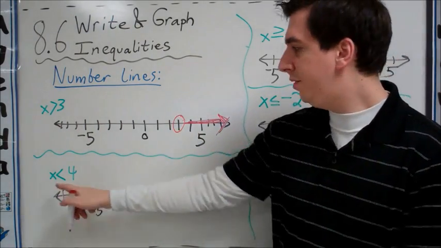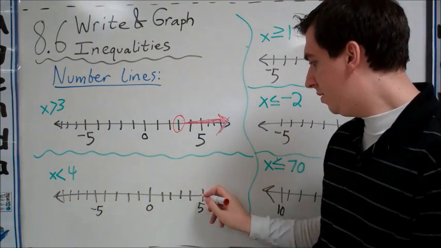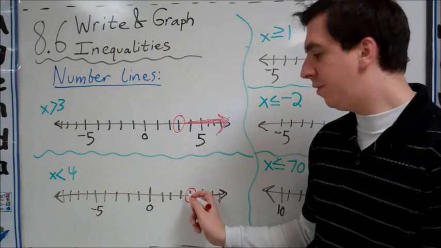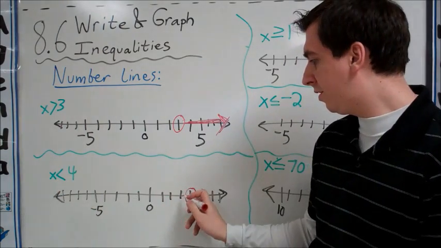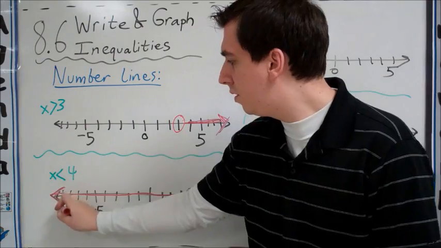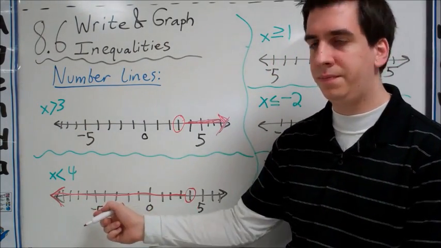Let's look at another example. X is less than 4. We're going to find 4 and draw an open circle there. And then we're going to draw a line going, X is less than, so we're going to draw it going this way, to show that everything less than 4 is a solution.